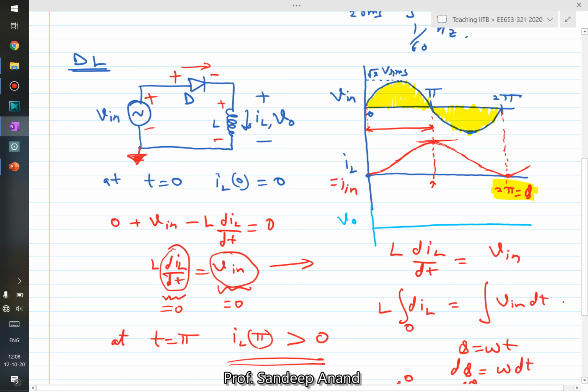Since the diode is conducting for the full duration 0 to 2 pi, the input voltage is the same as the output voltage. So the output voltage is nothing different, it is equal to the input voltage waveform. And in principle, you are not necessarily getting a rectified DC voltage at the output. You are still getting an AC voltage at the output.